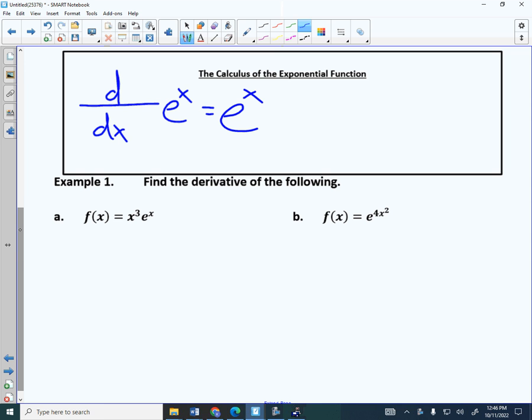Now, suppose that the base is not e. Then the derivative of something where the base is not e, suppose it's b to the x, is b to the x times the natural log of b. Now, I do have a couple examples on your worksheet like that, but primarily that will not be used, it will primarily just be e to the x. So we'll go over an example here in a second, okay?